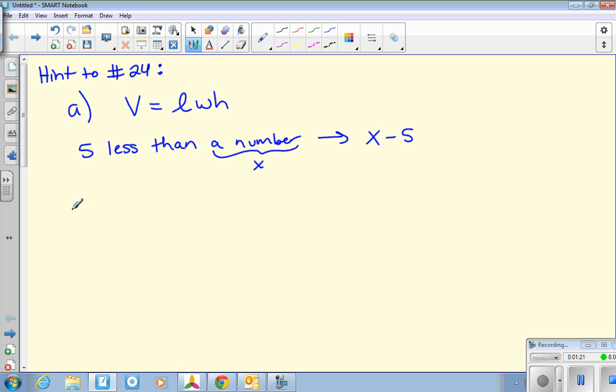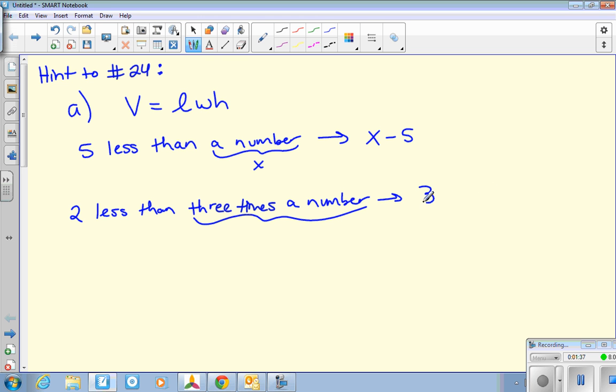Now, what if I say 2 less than 3 times a number? Similar concept, 3 times a number would be 3x, and 2 less than that would be 3x minus 2.